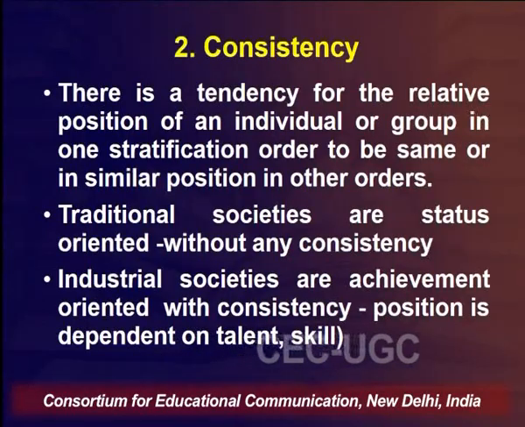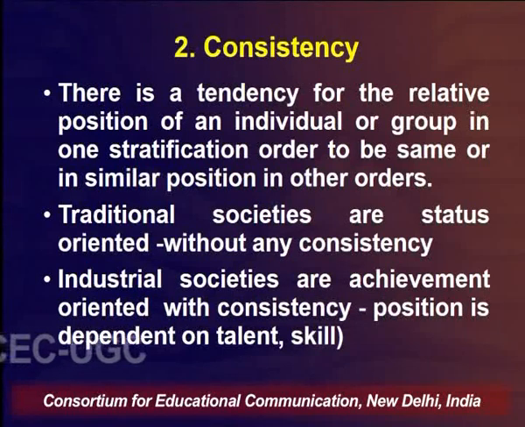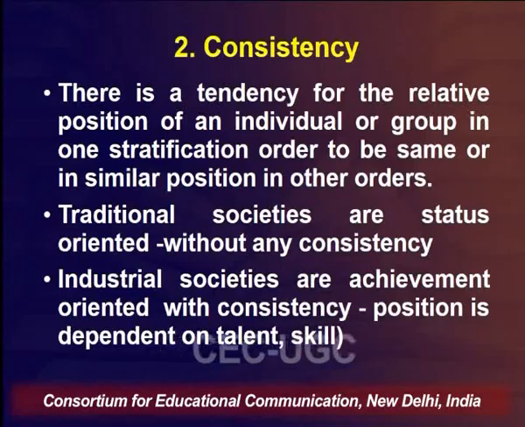The second feature of industrial society is consistency. There is a tendency for the relative position of an individual or group in one stratification order to be the same or in a similar position in other orders. So, that is again the whole idea of your status in a certain society, and we also look into the vicious cycle, that one born into a poor society has limited access to skills and knowledge. So, the mobility will also be restricted compared to others who would have access to more skills and more knowledge. So, there is some amount of consistency.